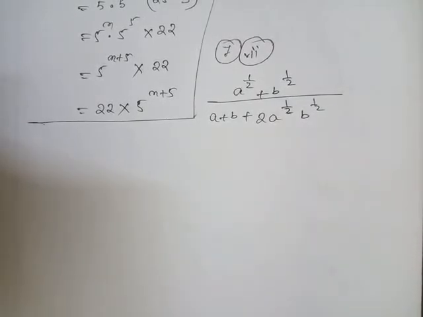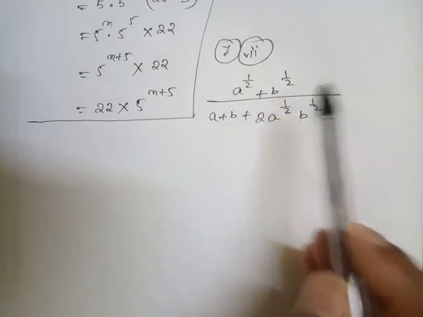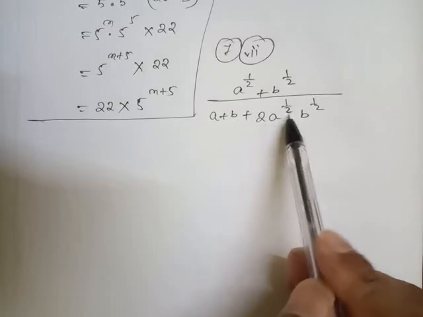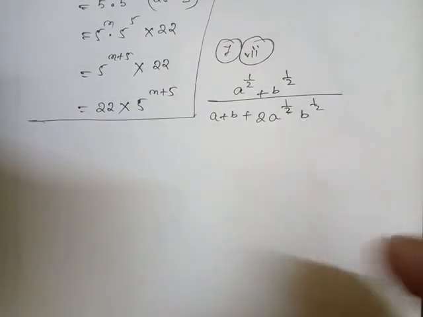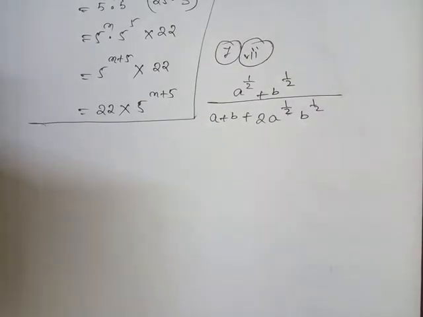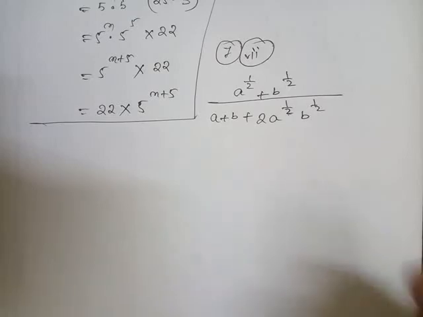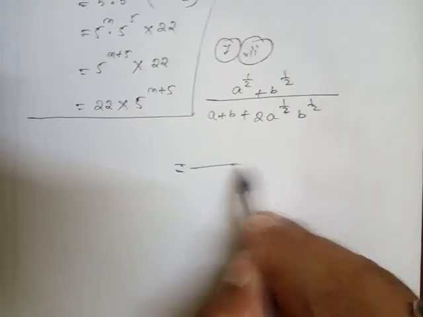Now look student, 7 Roman 7. This question is quite different. Here a to the power half and b to the power half are given. Here also 2 into a to the power half, b to the power half, but there is nothing in the power of ab in this part, so we have to introduce that half here. How to introduce this is very easy actually. Look how to introduce this. First of all, I will write the same things here.